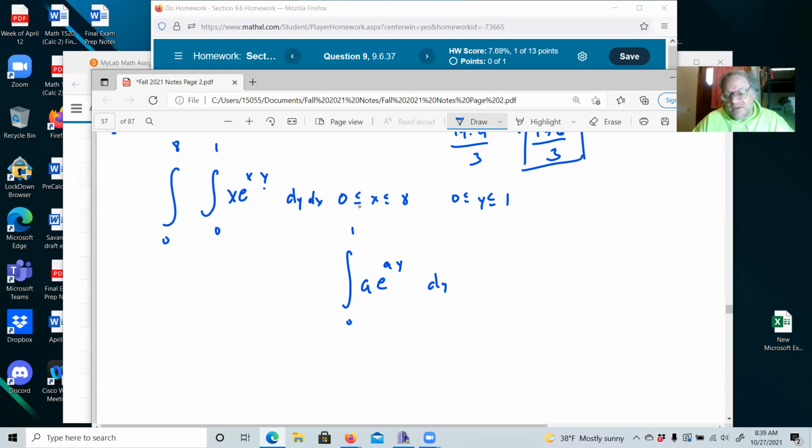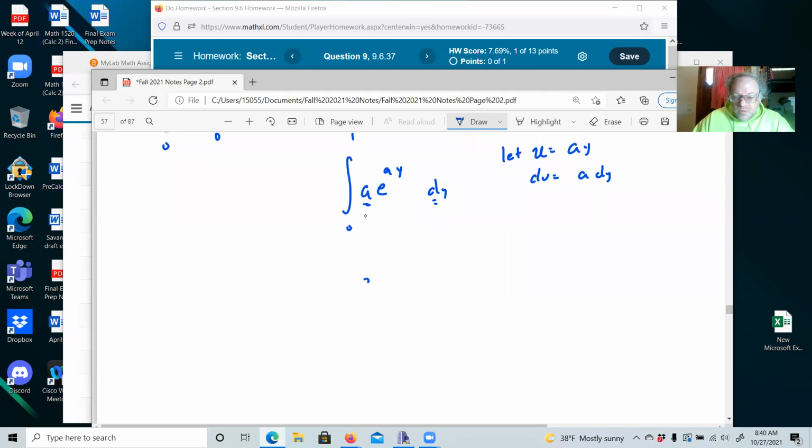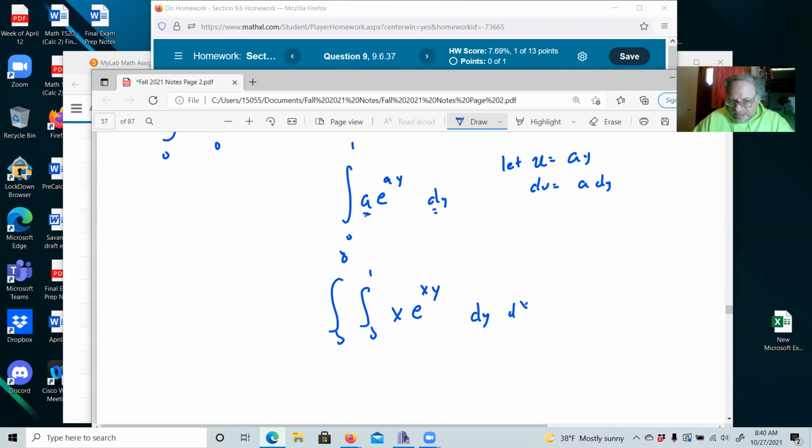So this is the kind of thing I want you to see when you're looking at this, even though they're x's. So what will we do? We said we'll let u equal a y, du equals a dy. And then we can see if we can substitute because we have an a dy. So we're going to go from 0 to 1 of x e to the xy, 0 to 8 dy dx.